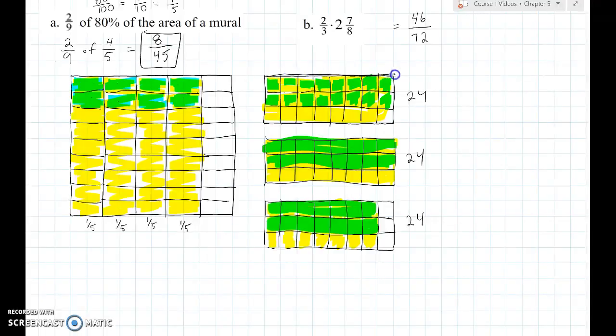How many pieces do we have? We do have 46, but it's 46 out of what? What is our whole? Here's our whole. How many pieces are in our whole? It's not 46 out of 72. It's 46 24ths. And that can be simplified. Let's go ahead and simplify that.